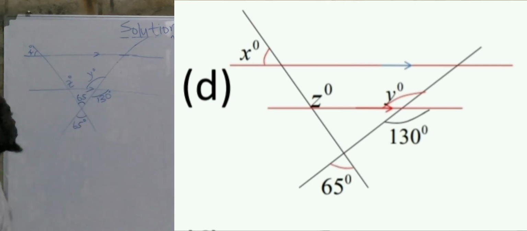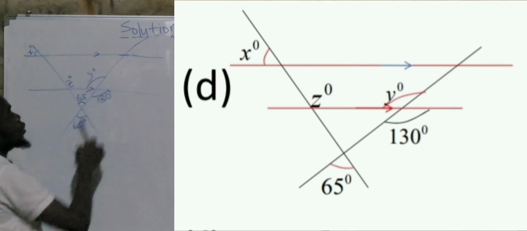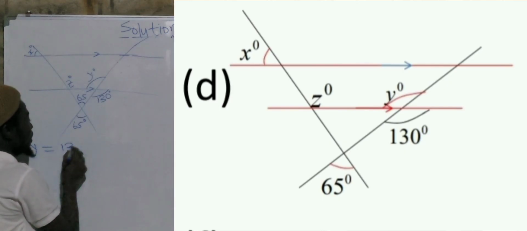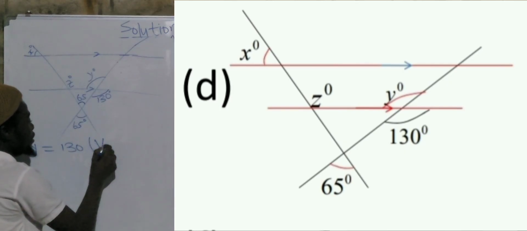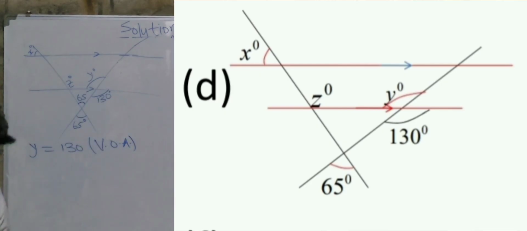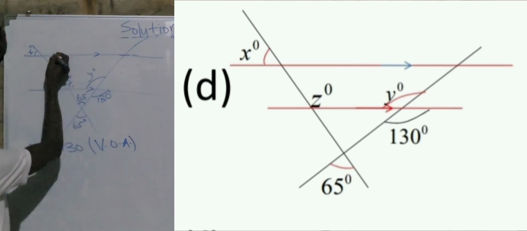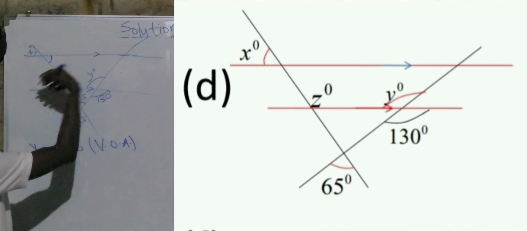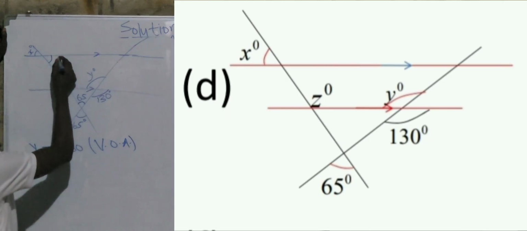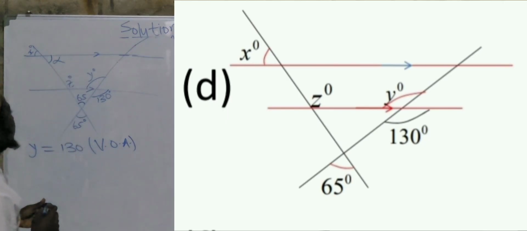Now, y is equal to what? Let's start with y. Y is equal to 130. What is the reason here? Vertical opposite angles, VOA. Good. Now look at this angle here. Here is an angle, and here also. So we can create another angle here, which is what? Alpha. This is alpha.